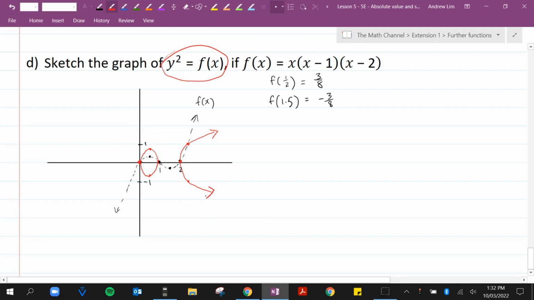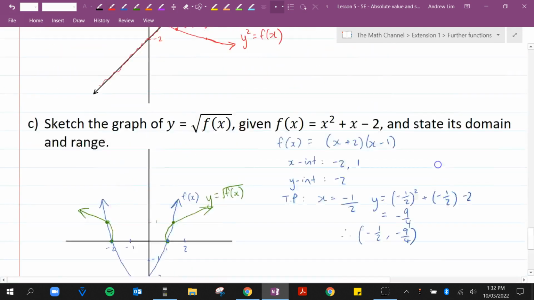Alright, so that's it for this lesson. I hope you found this helpful. Hopefully now you know how to sketch absolute values and square roots. It can be a bit challenging, but let's have a quick recap.